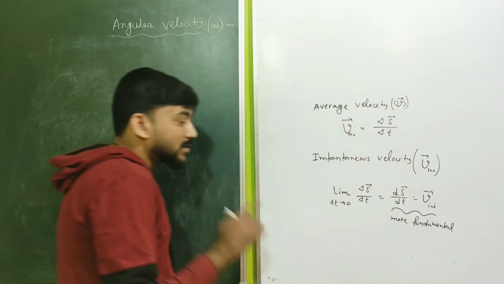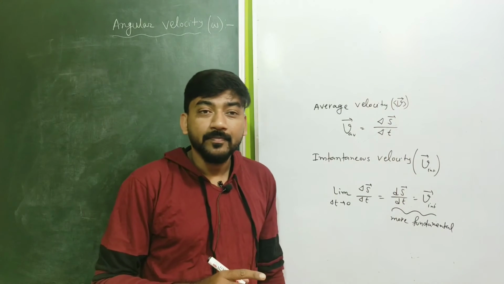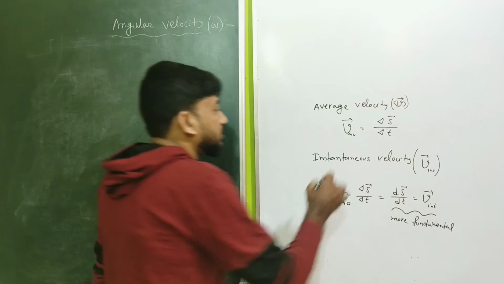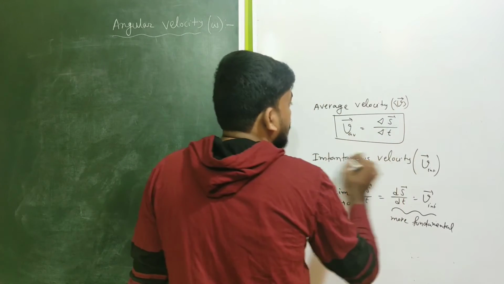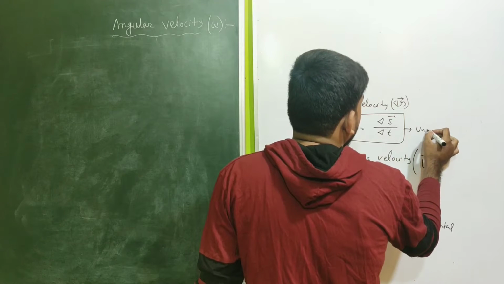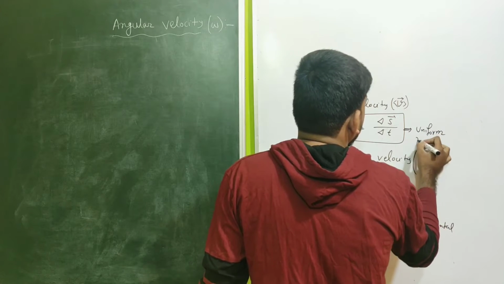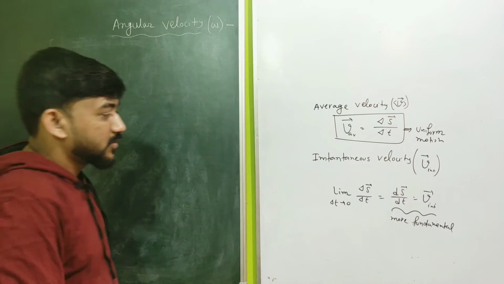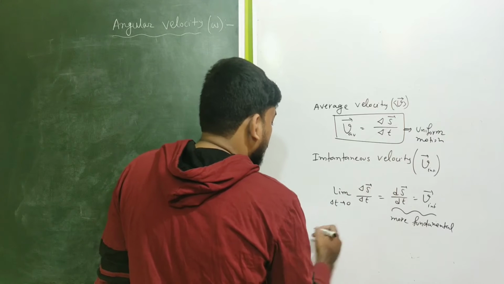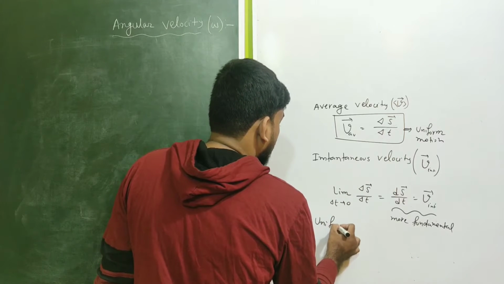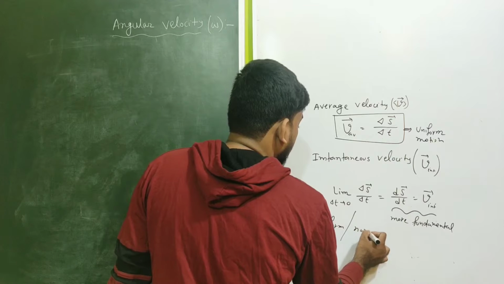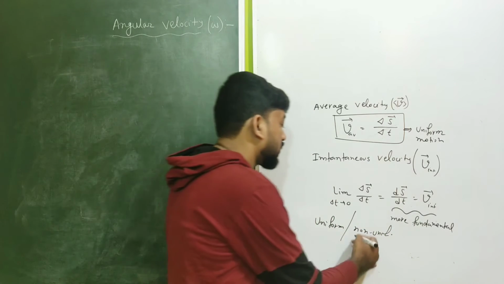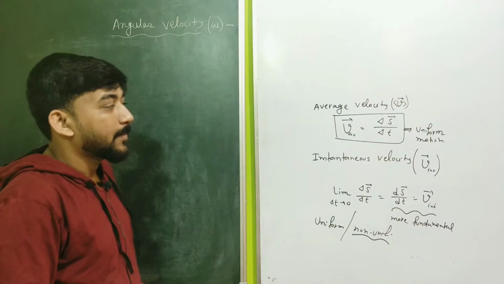Why is it more fundamental? Because instantaneous velocity is applicable for uniform motion as well as non-uniform motion, but average velocity is only applicable for uniform motion. Instantaneous velocity will be applicable for both uniform and non-uniform, but it will be more significant when we talk about non-uniform motion.